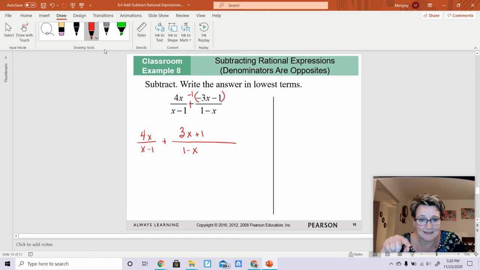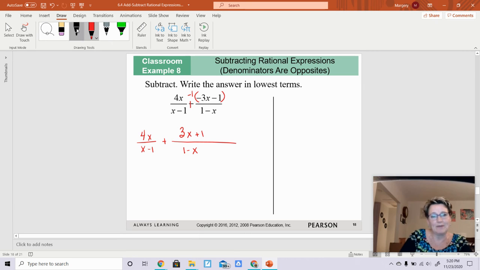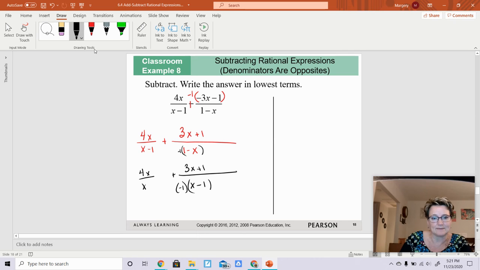However, my x is positive, my 1 is positive, my x is negative, and I really should have it backwards. So if I multiply the bottom one by negative 1, okay, that will give me x minus 1. Now remember, it's got to have that negative 1 still there. So I have 3x here, and I have 4x, and then x minus 1.